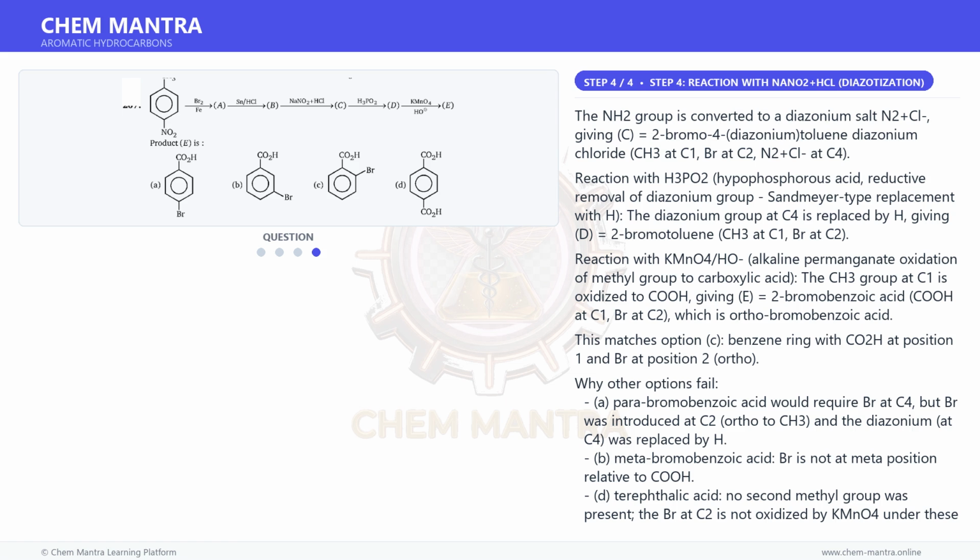Why other options fail? A. Para-bromobenzoic acid would require Br at C4, but Br was introduced at C2, ortho to CH3, and the diazonium at C4 was replaced by H. B. Meta-bromobenzoic acid, Br is not at the meta position relative to COOH. D. Terephthalic acid, no second methyl group was present. The Br at C2 is not oxidized by KMnO4 under these conditions.